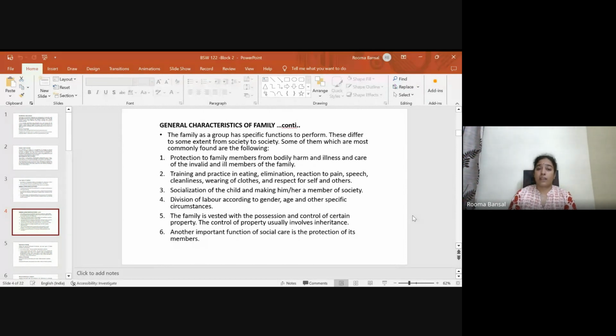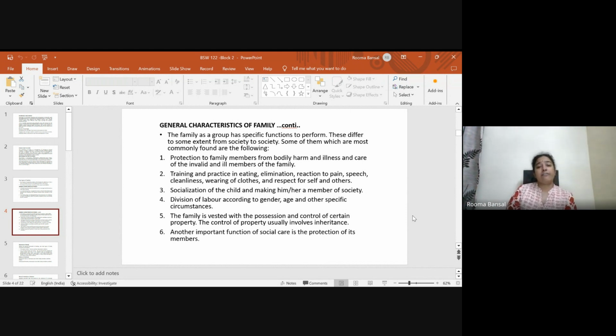Here, division of labor according to gender, age, and specific circumstances. For age, we can take the example of elderly grandparents. If a family has elderly parents, then definitely they cannot take care of a small child, because a small child generally roams here and there. And if they are not at an age where they can do such kind of physical labor, then definitely it is the responsibility of the parents of that child to take care of their kid and the elderly parents also, and of specific circumstances like any emergency or urgency.